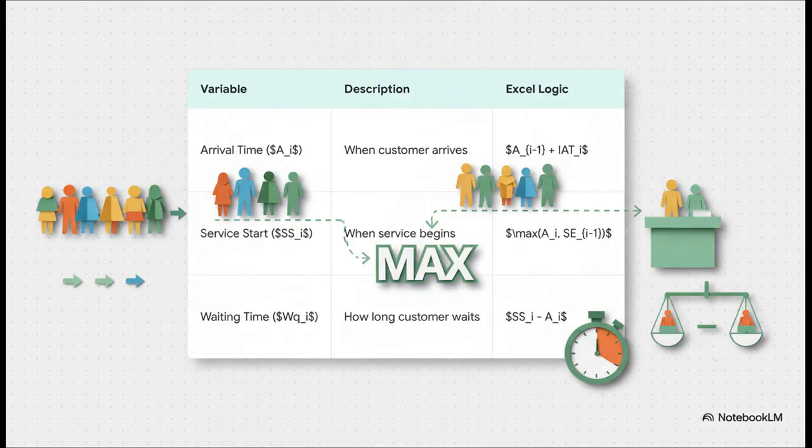And this is where it all comes together. Each row in the spreadsheet represents one customer moving through a system. Their arrival is random, but the key piece of logic, the absolute heart of the model, is that MAX function for the service start time. See, a customer can only start getting served after they've arrived and after the person in front of them is finished. That simple logic lets us calculate the one thing we really care about, waiting time.